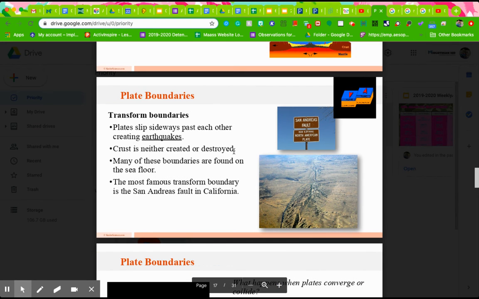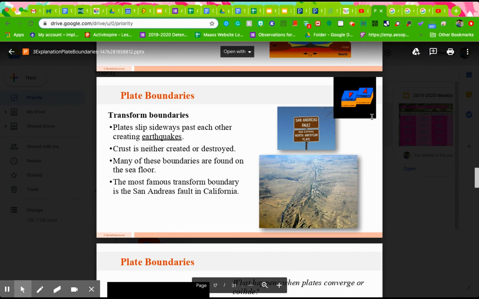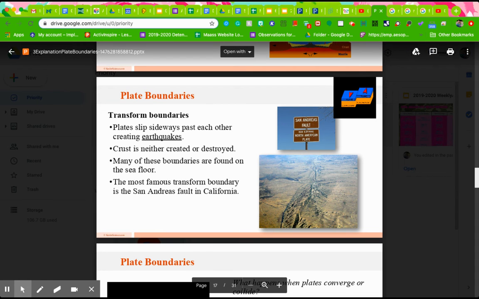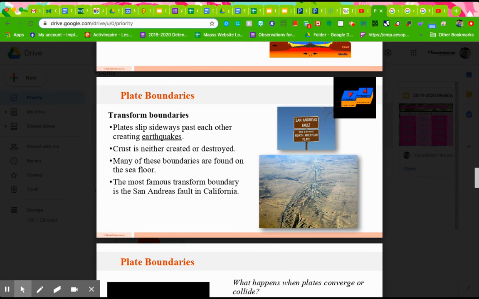Transform boundaries. This is the easiest one to remember. It's the picture here where they slide past each other and they kind of rip into each other. Earthquakes will form here. And just as it says in this slideshow, there's a really famous fault line, and it's the San Andreas fault line in California. And it does look like this. There was a big earthquake. I forget what year it was, but California is very prone to earthquakes. They build their buildings to withstand a lot of them.